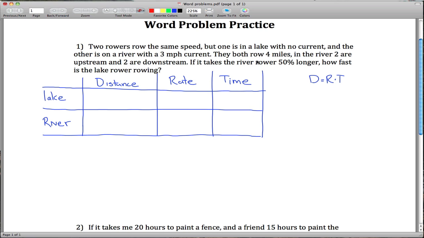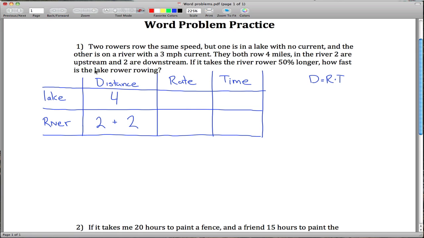Alright, so what's going on here? They both row 4 miles. So distance is going to be 4 in both cases. However, on the river, it might be smart to break it up into 2 and 2, because on the river, you first go 2 miles upstream and then you go 2 miles downstream. And when you're going upstream, well, okay, back to the lake.